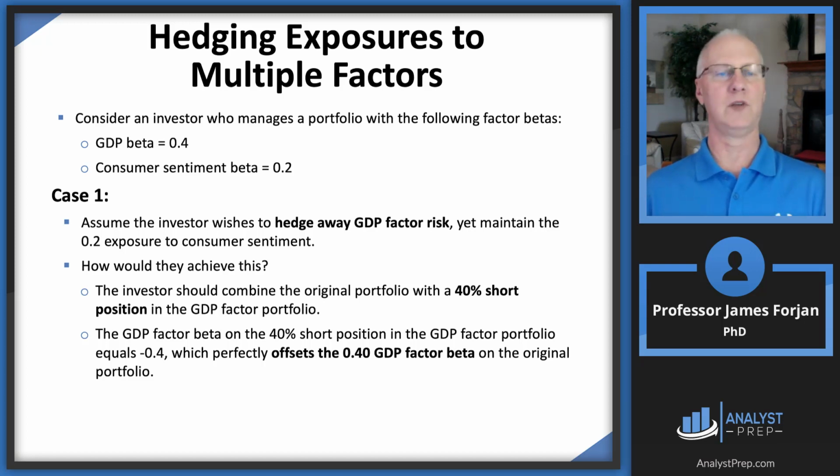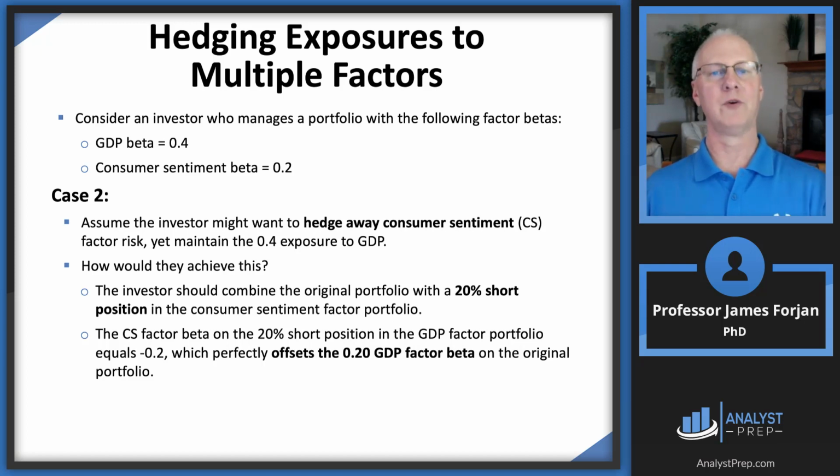Well, this is really easy. What we're going to do is combine the original portfolio with a 40% short position in the GDP factor portfolio. So we've got the long in the original portfolio and the short in the new portfolio, and those things cancel each other. Gains in one portfolio offset the losses in another portfolio.